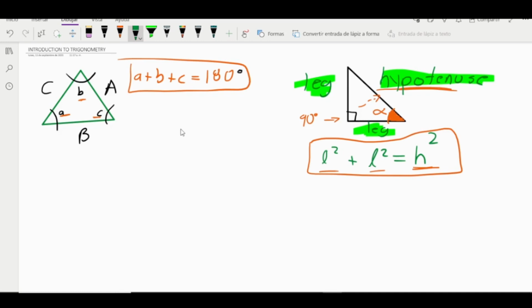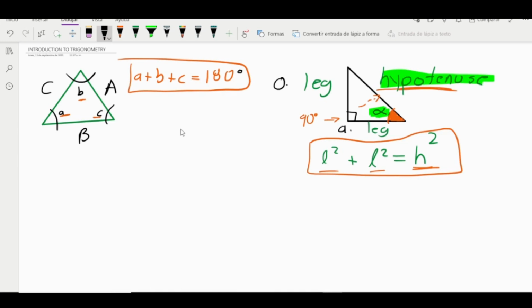We also need to identify the angle of reference. In this case, we're going to say that this one is alpha. For this alpha, we use this angle as the reference. We are going to have different names for the sides. It's not going to be only leg; it's going to be the adjacent leg and the opposite leg, or also opposite side or adjacent side, depending on the situation, but it is the same.